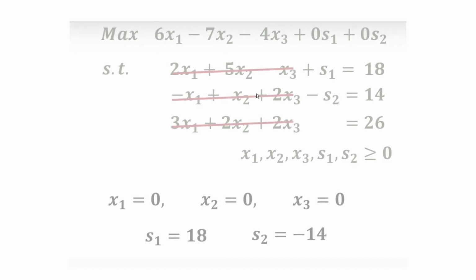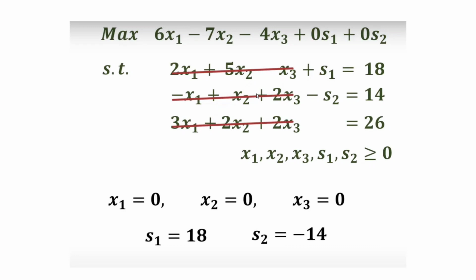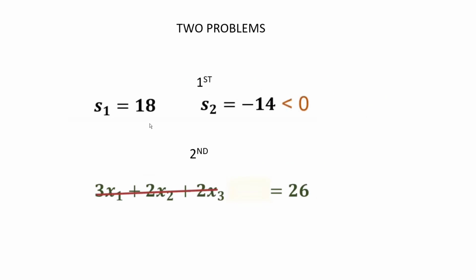Next, suppose we have s1 equals 18 and s2 equals -14, which poses two problems. First, s2 violates non-negativity, and second, there is no variable representing the equality constraint. These issues prevent us from setting up the initial simplex tableau.